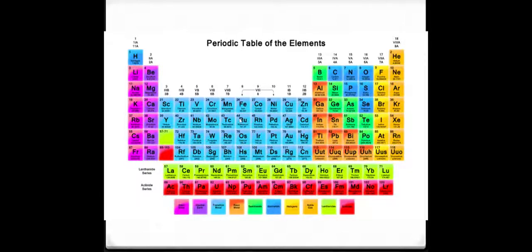So for example, if we were to look at arsenic, which is number 33 on the periodic table, we would say that it is in group 15, and then period 1, 2, 3, 4. So arsenic is in group 15, period 4. That's how we discover where an element resides on the table.